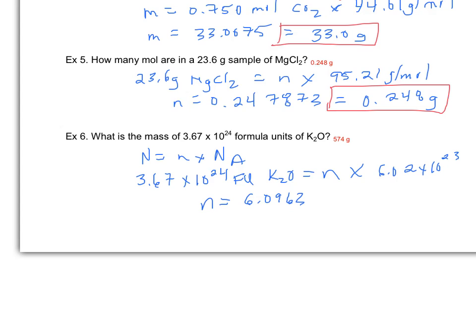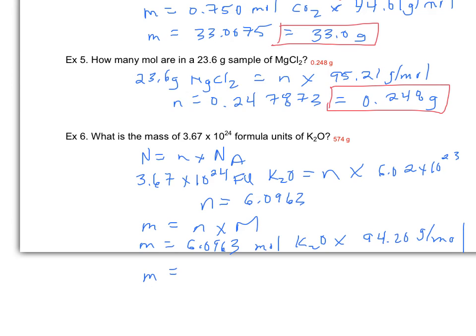In order to answer the question and solve for the mass, I need to use the equation mass equals moles times molar mass. In this case, I'm solving for a little m. The molar mass of K2O works out to be 94.20 grams per mole, using the periodic table. My calculator tells me that I'm going to have 574.27 grams.